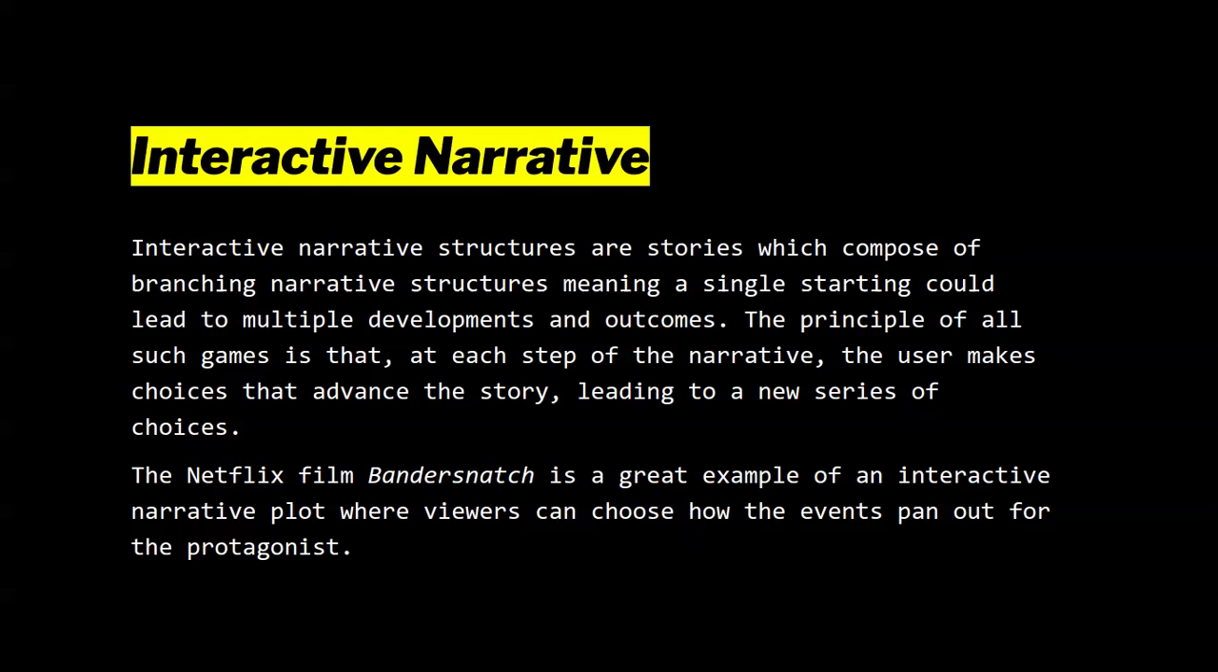All those things. And Bandersnatch, the Netflix film made on behalf of Black Mirror. It's part of the Black Mirror series, I think. But it's a film, which is a great example of an interactive narrative plot where viewers can choose how the events pan out for the protagonist. I've watched the film twice, a couple of years ago actually, and it's very interesting how it's done, and you get to choose what the character does.